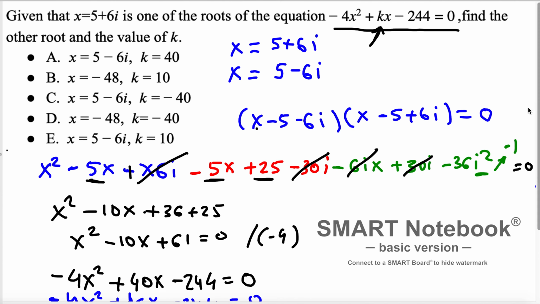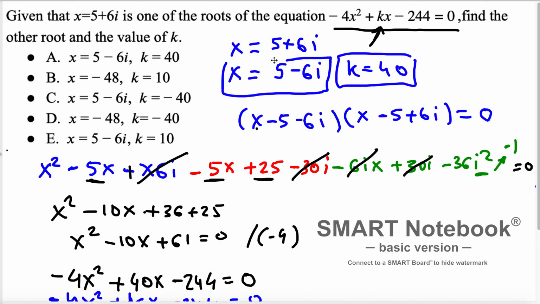So k is equal to 40, which we already found, and we found that x is equal to 5 minus 6i. The best choice of the solution that satisfies all the reasoning is answer A. So this is the right answer.